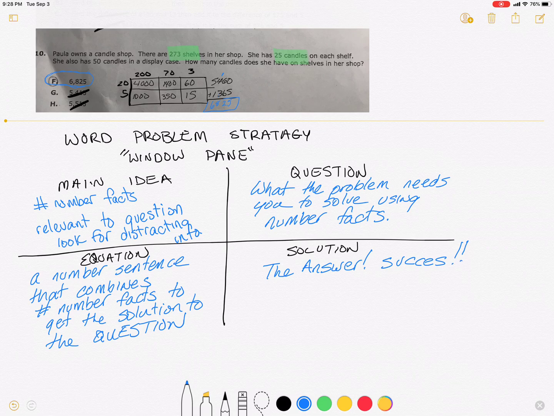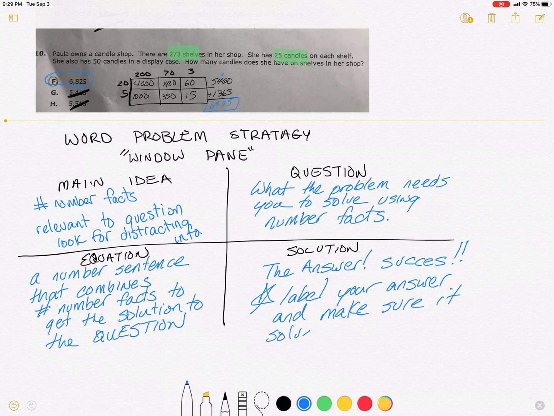One important thing, label your answer and make sure it solves the question.